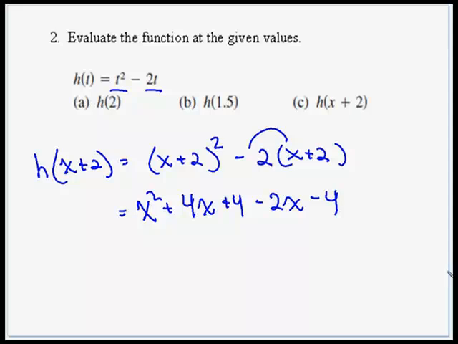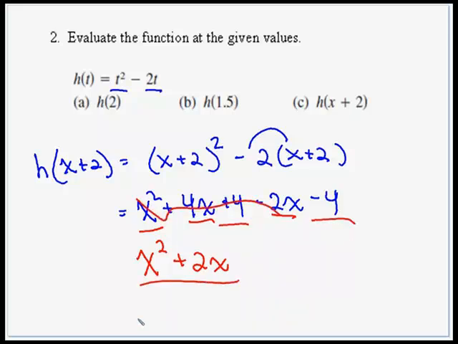So let's collect up our like terms. We have our x squared, that's all by itself. 4x minus 2x is plus 2x. And the 4 and the minus 4 cancel out. So there's our final answer.